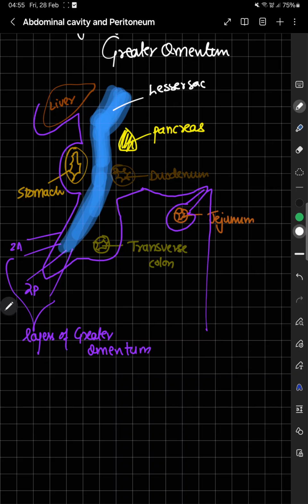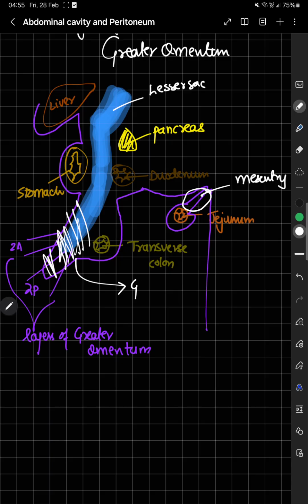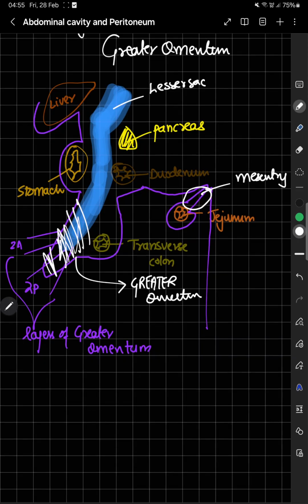And then here we have the mesentery. This is the lesser sac. This is the stomach, pancreas, duodenum, lesser sac, which would protrude into the greater omentum. This whole area right now is greater omentum. Okay, so this is all about omentum.